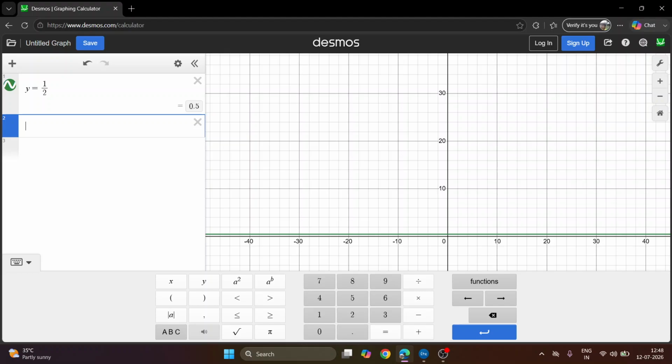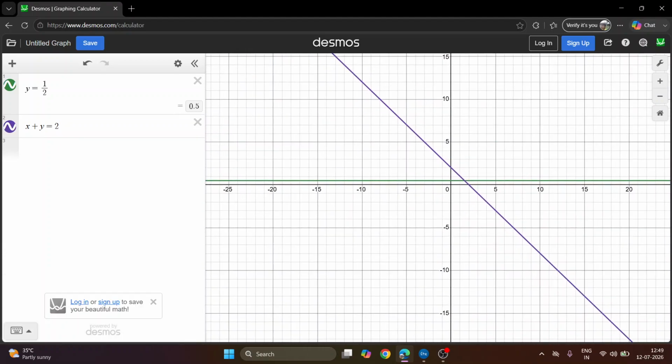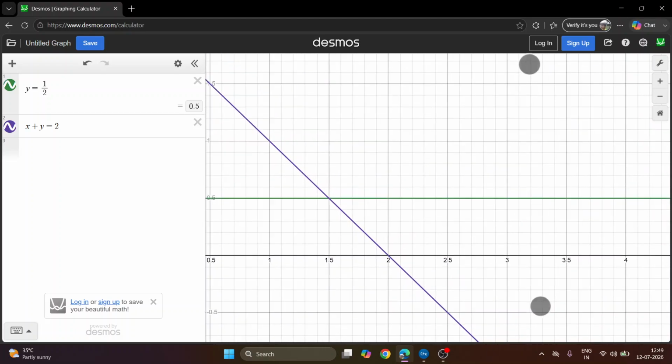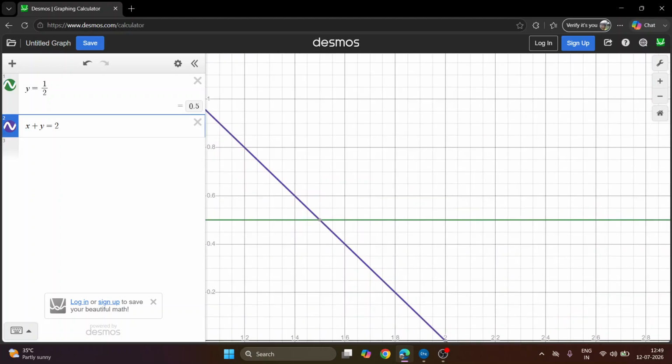Now let's say x plus y equals 2. This is a line, right? If you zoom into the point, this is the only point where the horizontal line touches this x plus y equals 2. So now this is a one-to-one function, okay?